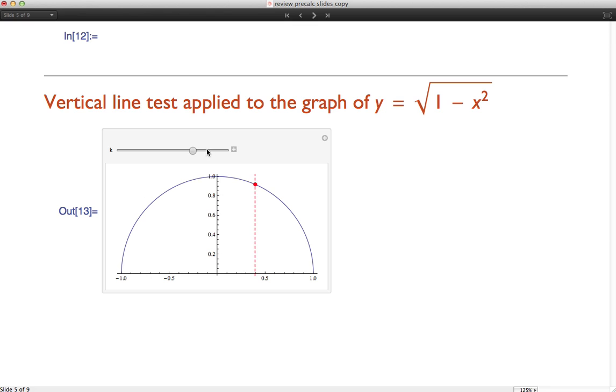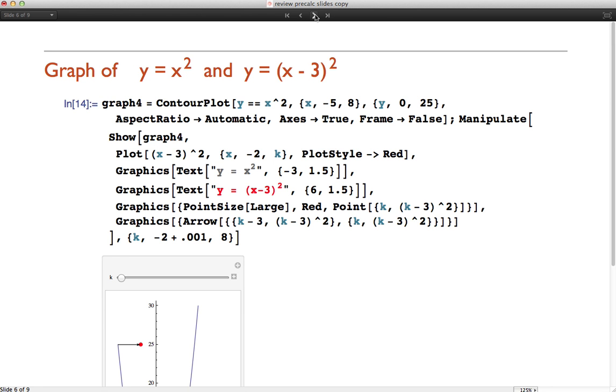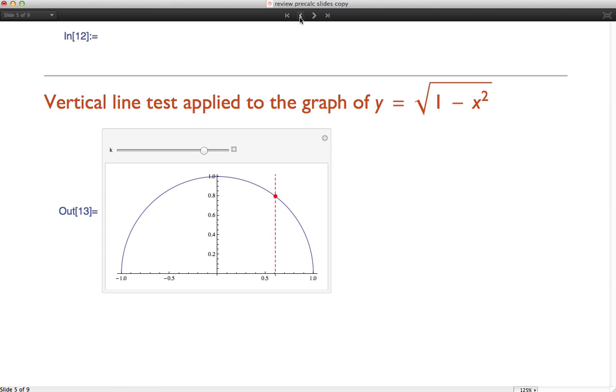So every vertical line cuts this exactly once, but of course the graph of this is just the graph of one half of the circle. And the other half is given by y equals negative the square root of 1 minus x squared, and that too is the graph of a function.